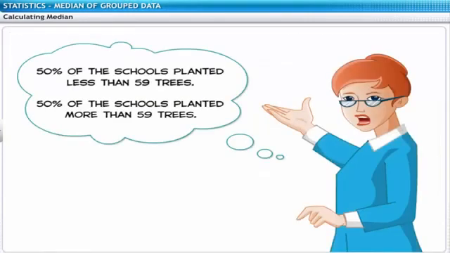We have found the answer to Miss Greenfinger's problem. Now she can say that around 50% of the schools planted less than 59 trees, while the other 50% of the schools planted more than 59 trees in her tree plantation program.